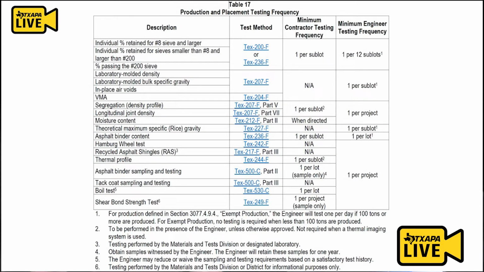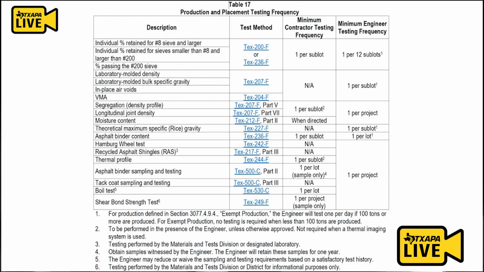And then, of course, we have the segregation profile and the density profiles. You know, we got 1 per sublot, you got 1 per project. But witnessing is real important out in the field. Your 1B out in the field needs to be witnessing those tests so that we're both on the same page. You know, and again, it's going to protect you as the contractor, and again, it gives you confidence as the engineer that I'm on top of my game.